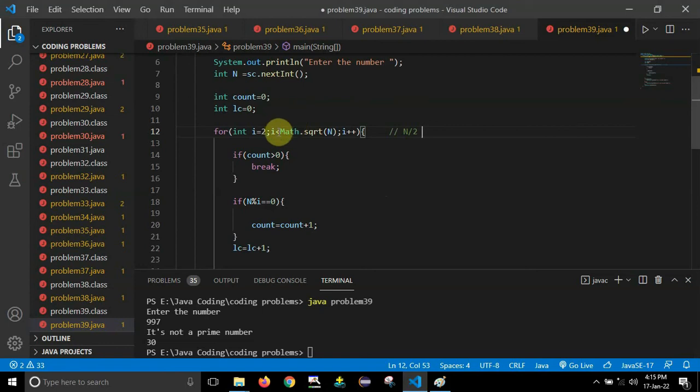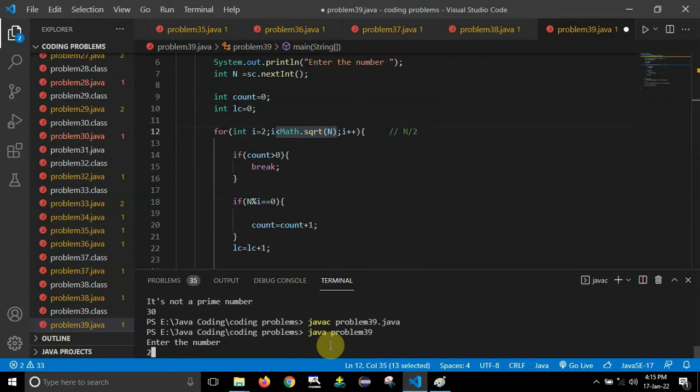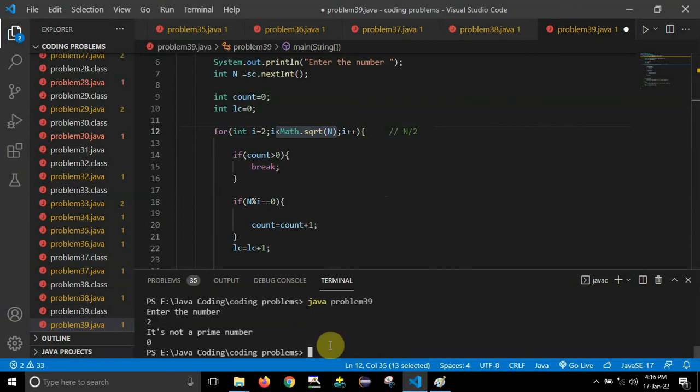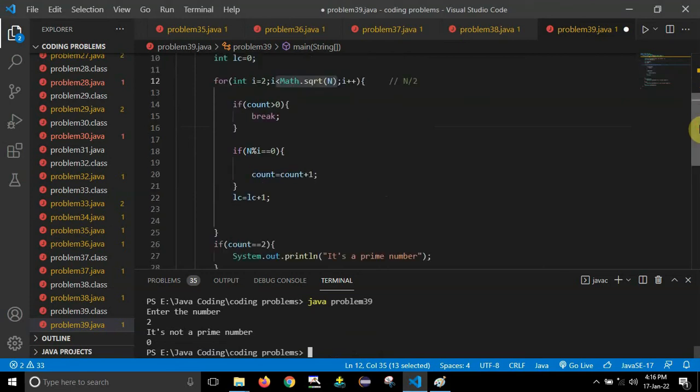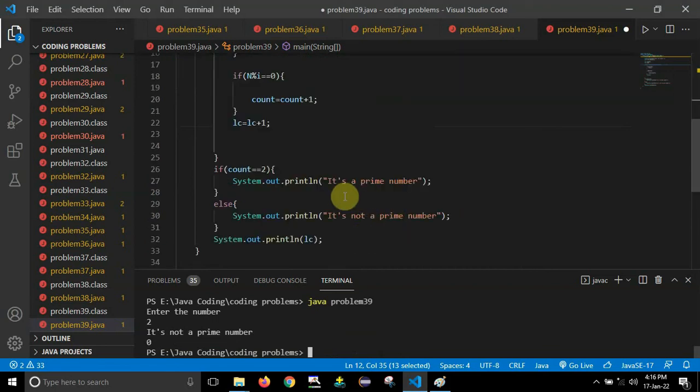So this is it, guys, and this is a very important condition which will reduce the iterations. For your information, I'll just show you other conditions, like whether it is giving proper output for 2. Okay, 2, it's not a prime number. Oops, 2 is a prime number. Let me just see it again. Okay guys, I have not changed the condition here, so that's why it was showing me the wrong output.